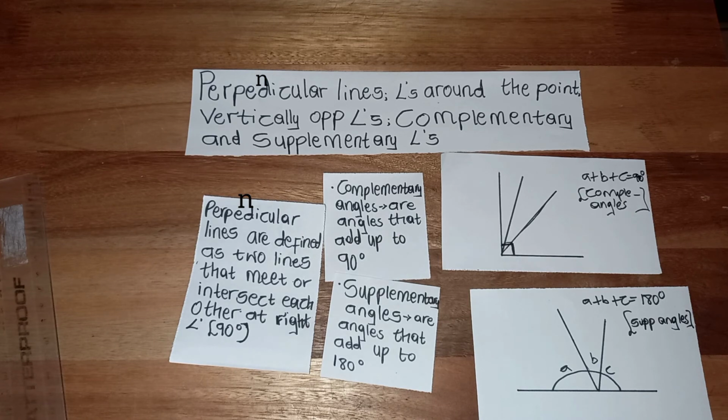Okay, I really hope that you enjoyed this video and you understood it. Let's continue with the discussion in the comment sections. In today's video, we learned that perpendicular lines form 90 degrees. We learned that angles around the point add up to 360 degrees and vertically opposite angles are equal. Complementary angles add up to 90 degrees and supplementary angles add up to 180 degrees.